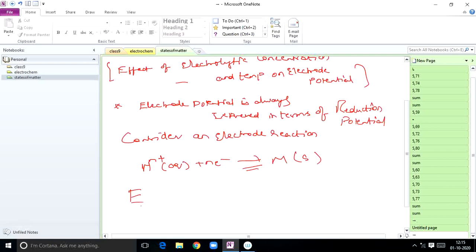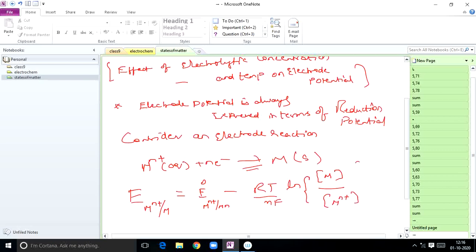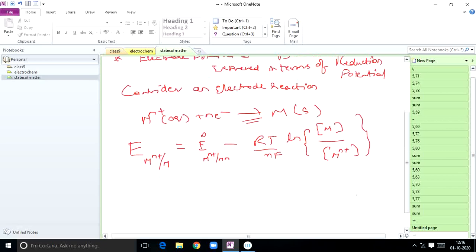The electrode potential at any concentration can be measured by using the formula: E is equal to E naught minus RT by nF into ln of concentration of M divided by concentration of Mn+. This is the expression used to calculate.